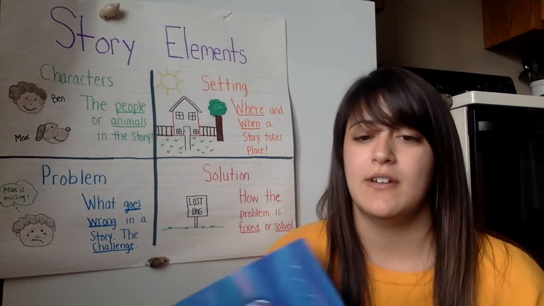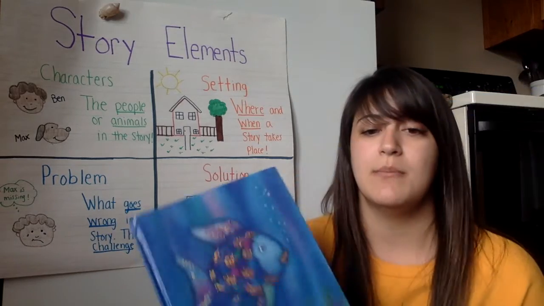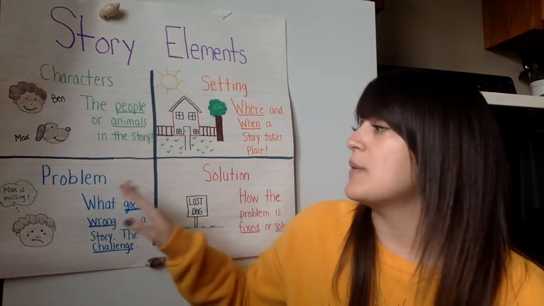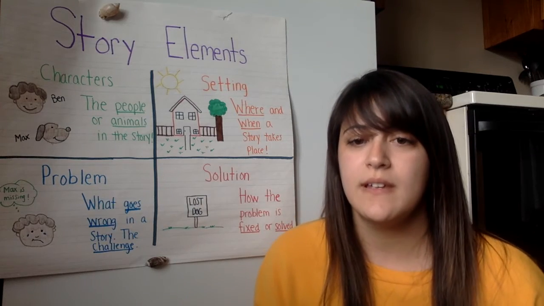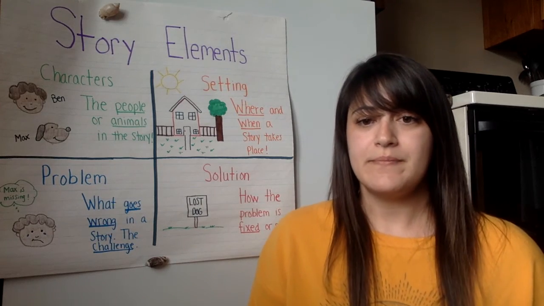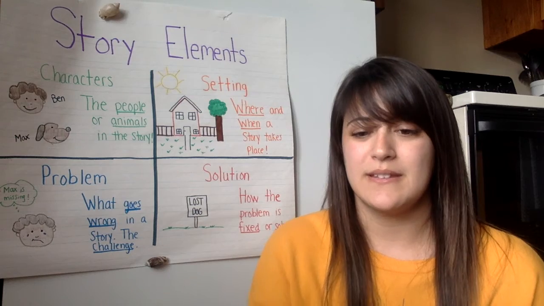So I want you to talk about that with your families, and you can do this with any book that you have in your house. It doesn't have to be just the rainbow fish. You can do this with books, you can do this with movies. So that's what I want you guys to do with your families this week, okay?